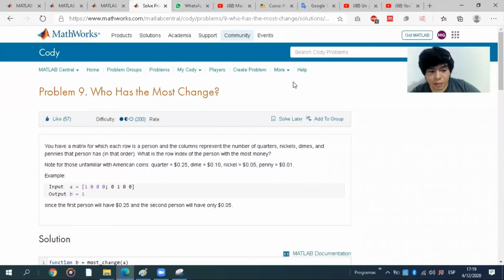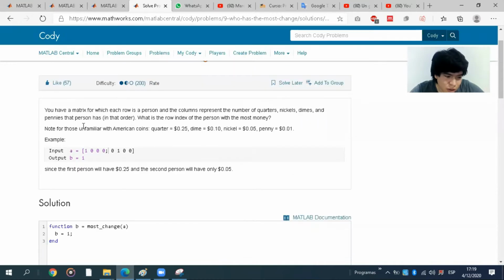Hi, now we are going to make problem number 9. Who has the most change? So the statement is, you have a matrix for which each row is a person and the columns represent the number of quarters, nickels, dimes, and pennies that a person has, in that order. What is the row index of the person with the most money?